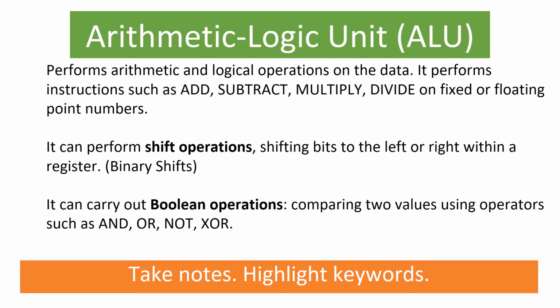A shift operation happens on binary. You've probably seen this from GCSE Computer Science where we multiply or divide binary. These are called binary shifts. It can also carry out Boolean operations. That might be AND, OR, NOT, etc. There are others, XOR, exclusive OR, there's lots of other operations that it can do.